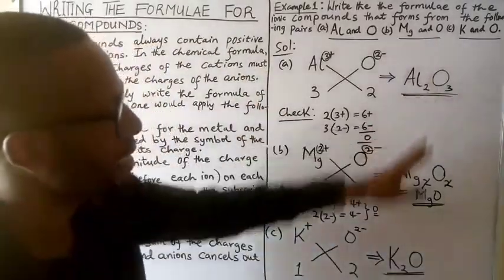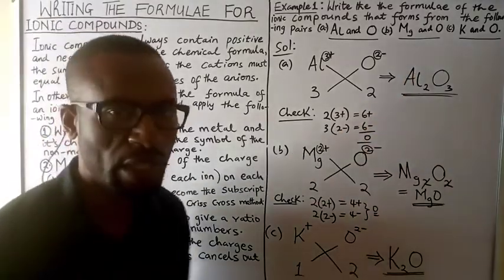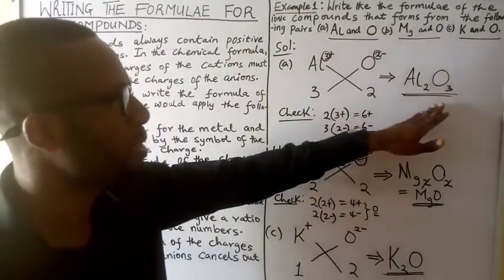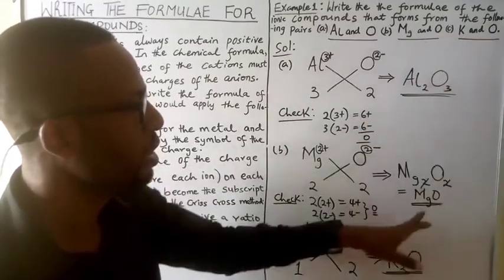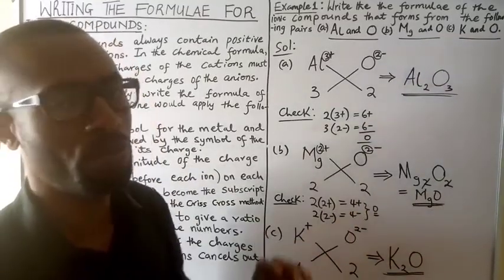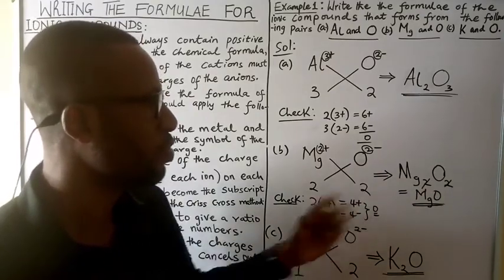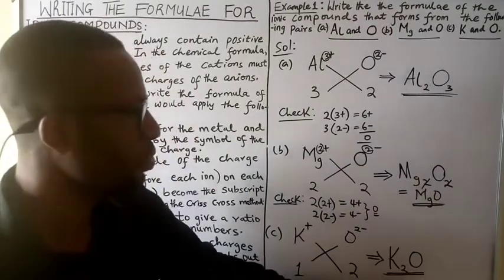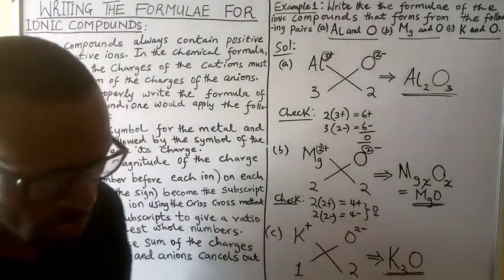So these are the chemical formulae of these 3 ionic compounds. When aluminium reacts with oxygen, it makes Al2O3. When magnesium reacts with oxygen, it makes MgO, because we have reduced their ratios to the smallest whole numbers. And of course, potassium will react with oxygen to make K2O as the chemical formula.